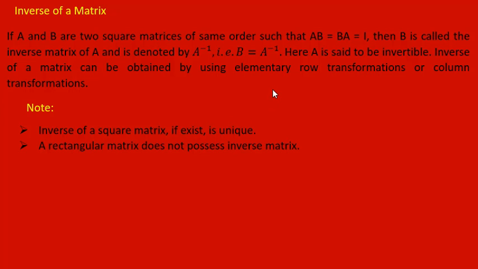Now a rectangular matrix does not possess an inverse matrix. We cannot find the inverse of a rectangular matrix. If B is the inverse of A, then A is also the inverse of B, right? And finally, (AB) inverse is equal to B inverse into A inverse. So these are a few properties of the inverse of a matrix.